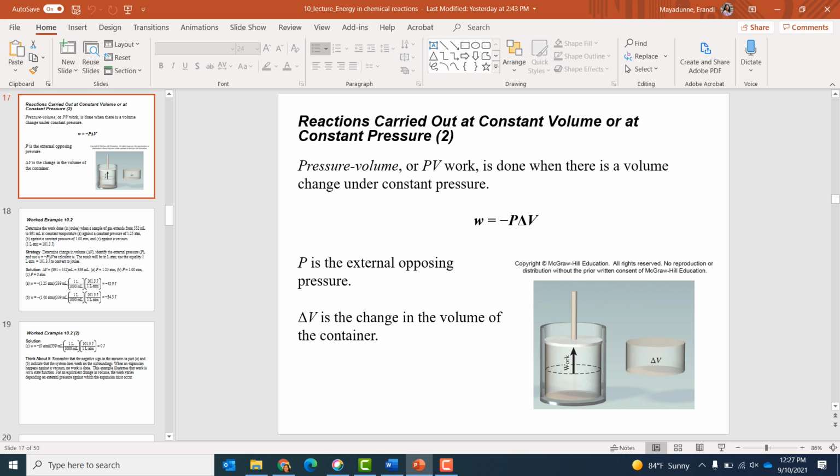Initially, you have 100 milliliters. Somebody pushes it down, so now the final volume is 50. Final is 50, initial is 100. 50 minus 100 is negative 50, and the pressure is 1, atmospheric pressure. Negative 50 multiplied by 1, and with the negative sign in front, it becomes positive. When the volume decreases, somebody has to do work on the system, so the work is positive.